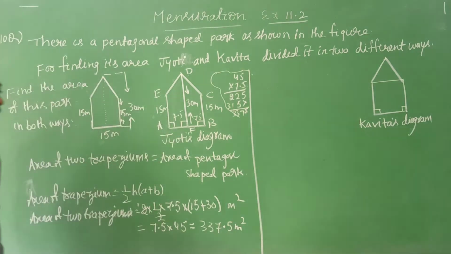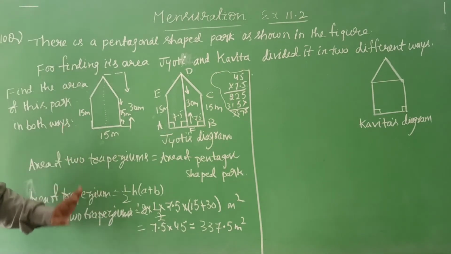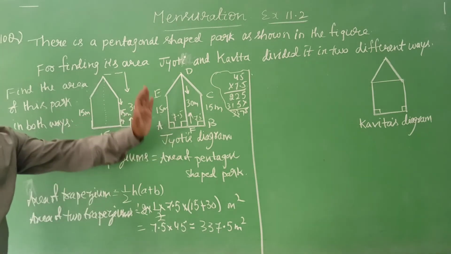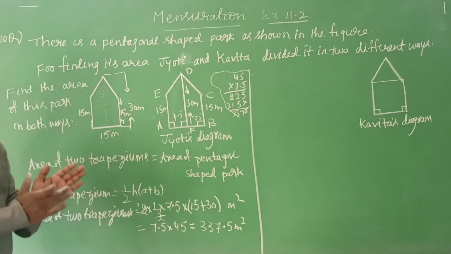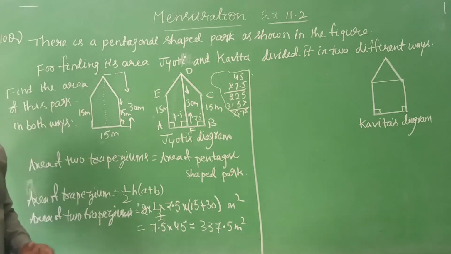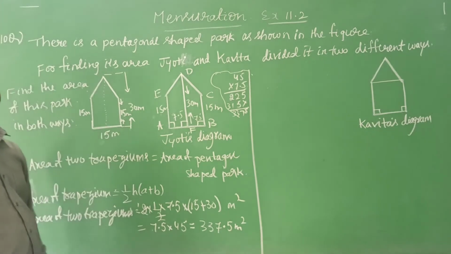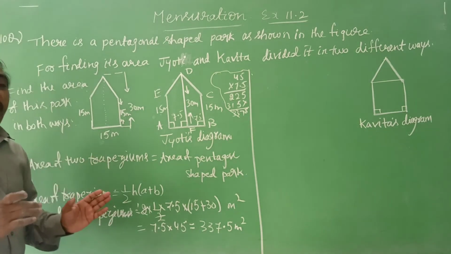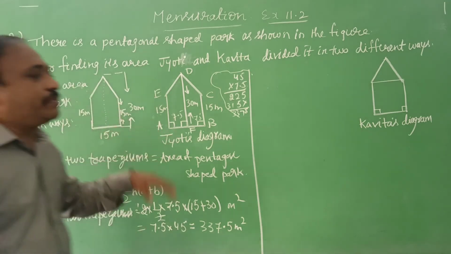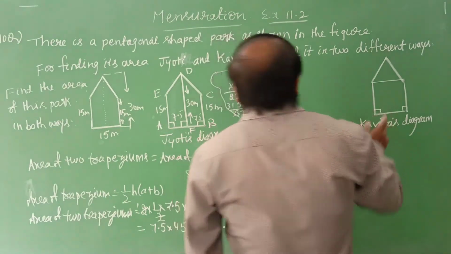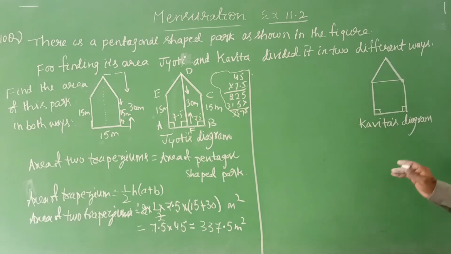This is the area she obtained in the way of Jyoti's method. She divided the pentagon into two trapeziums. Let us see whether we get the same area. We must get the same area, but let us see in which method Kavita is trying. So Kavita divided the pentagonal shape into two parts. One is a square and another one is a triangle.